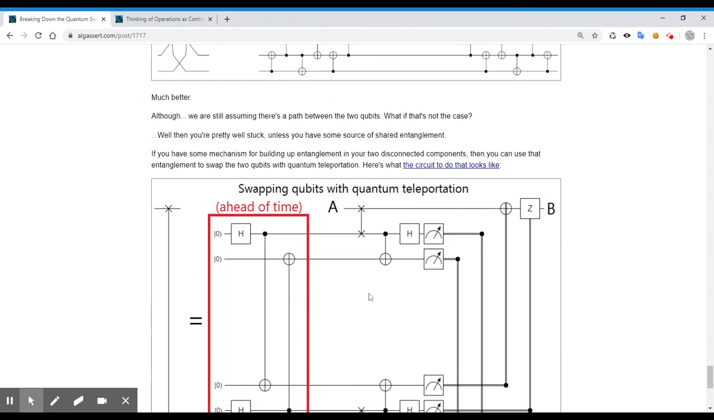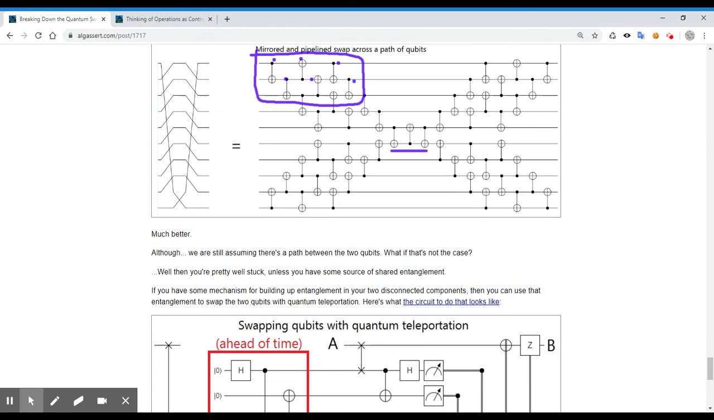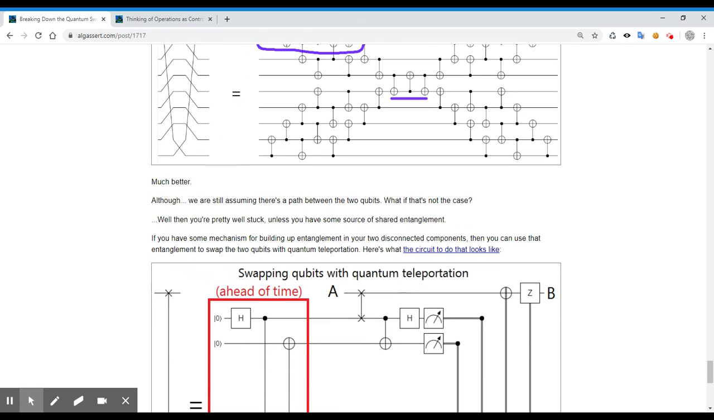And okay, now we're reaching the end so much better, although we're still assuming there's a path between the qubits. What if that's not the case? So we've got quantum teleportation, unless we have some sort of shared entanglement. If you have some mechanism for building up entanglement in your two disconnected components, then you can use that entanglement to swap the qubits with quantum teleportation.